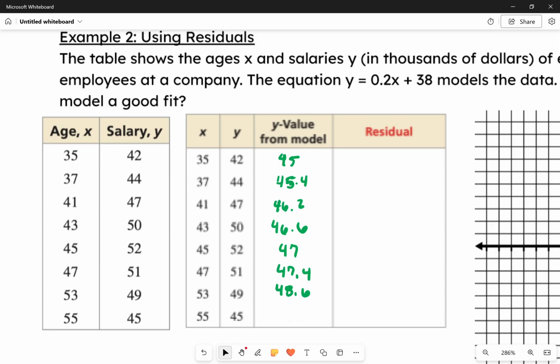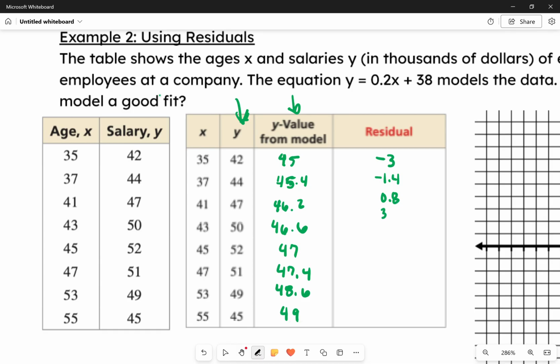Okay, plus 38. All right, my last number is 49. Now, reminder, when we go to calculate the residuals, we're going to take the Y value that we're given and subtract the Y value from the model. So this first one we're going to get negative 3. The next one we're going to get negative 1.4. The next one we get 0.8. The next one we should get 3.8, oh, 3.4, I'm sorry.